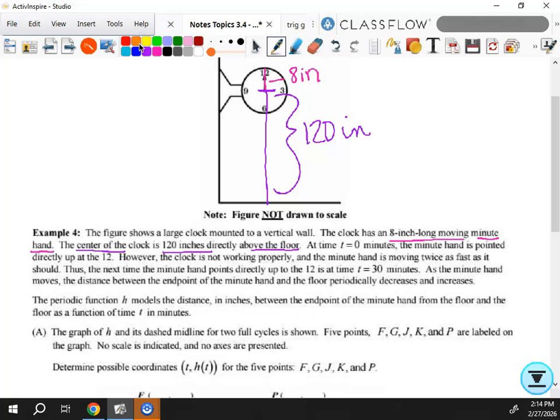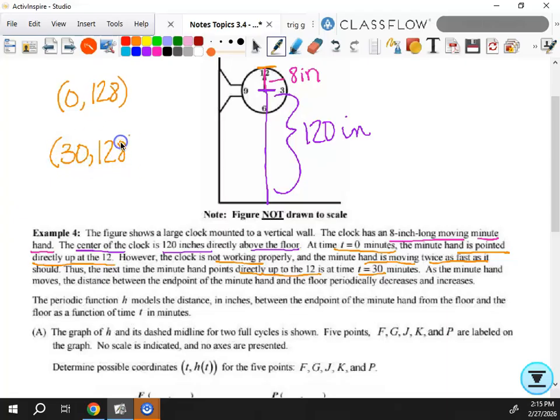It goes on to say, at time t equals 0 minutes, the minute hand is pointed directly up at the 12. It's right here. So at time t equals 0, how far is the tip of that minute hand from the floor? 128. Everybody good with that? All right. And it goes on to say, however, the clock is not working properly and the minute hand is moving twice as fast as it should. The next time the minute hand points directly up at the 12 is at time t equals 30. So that means we've gone around one time and we're back up here after 30 minutes. And so I got 30, 128 also.